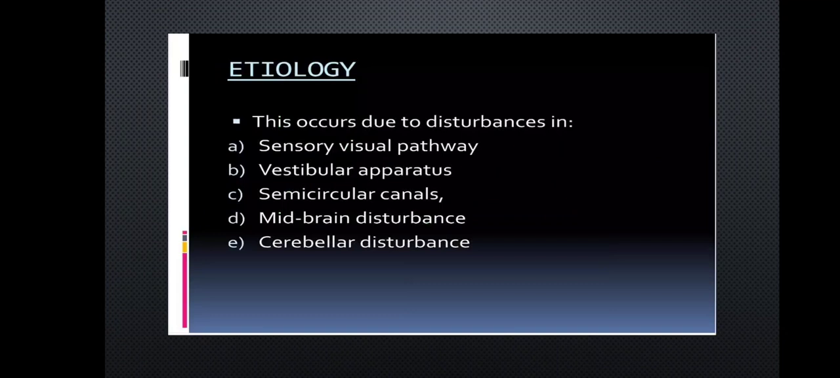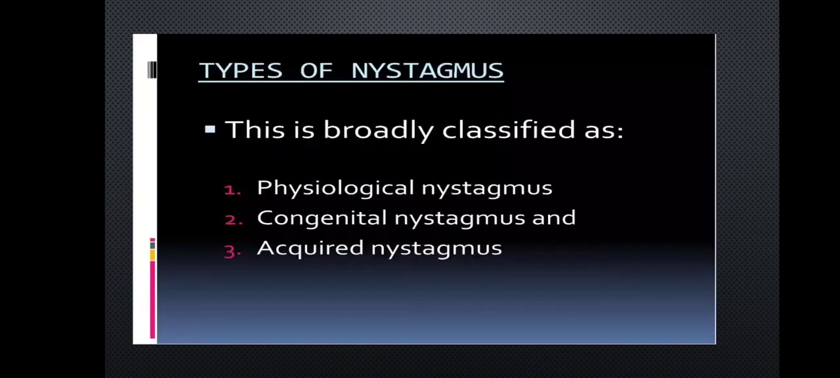Causes: these occur due to disturbance in the sensory visual pathway, the vestibular apparatus, semicircular canals, midbrain disturbance and cerebral disturbance. The types of nystagmus are broadly classified as physiological nystagmus, congenital nystagmus and acquired nystagmus.